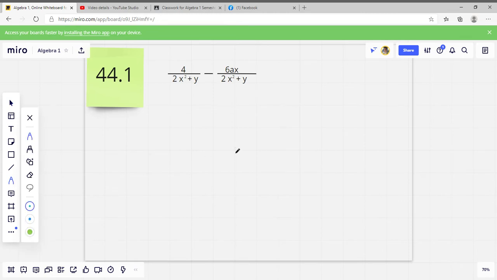So this means 4 divided by 2x squared plus y minus 6ax divided by 2x squared plus y. You'll notice that the bottoms are the same. So that means when we add these, the bottom's just going to be the same, 2x squared plus y. It's just like if we were adding 1/4 plus 2/4, and we would have 3/4. So the bottom of our fraction stays the same, and then we just bring the top over, so we would have 4 minus 6ax. Really, really easy. That's how you do that one.